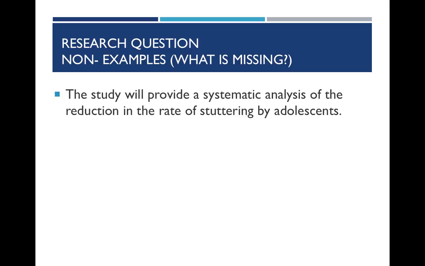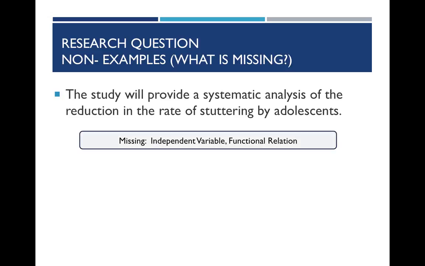Take a look at some research questions and start talking about first what's missing and then how they might be changed. So this question reads, the study will provide a systematic analysis of the reduction in the rate of stuttering by adolescents. Perfectly typical, but how would it need to be altered? What are the things, for example, of the four elements, what's missing? In this case, both the independent variable and the documentation that you're going to have an experimental design are missing.